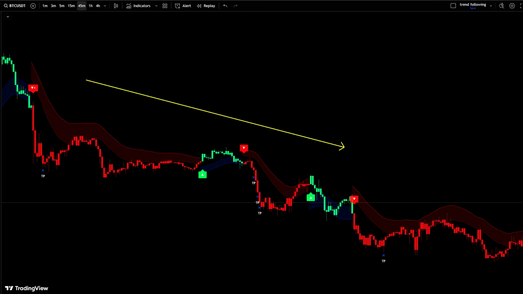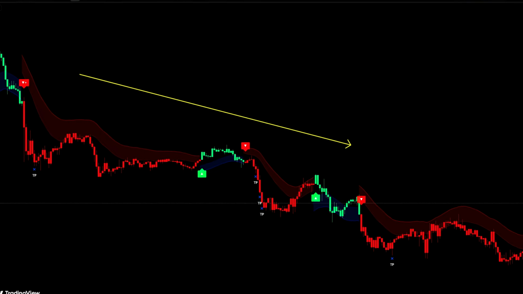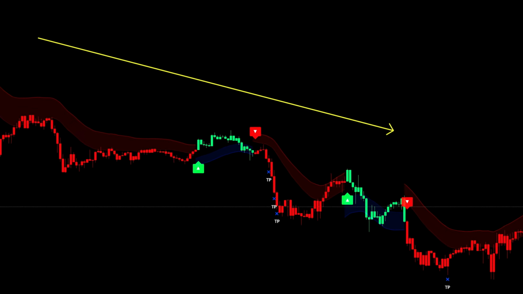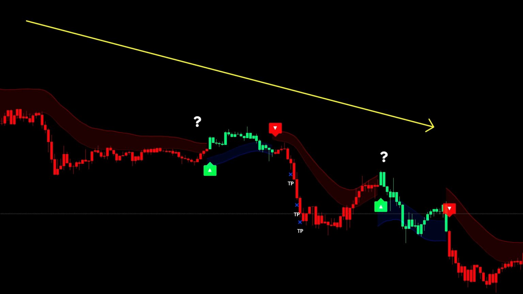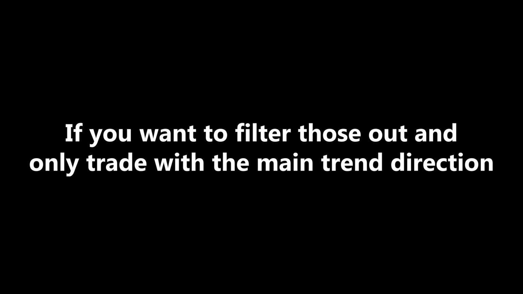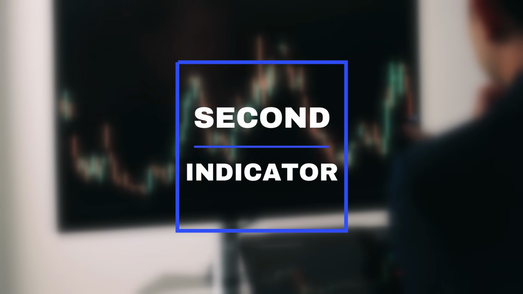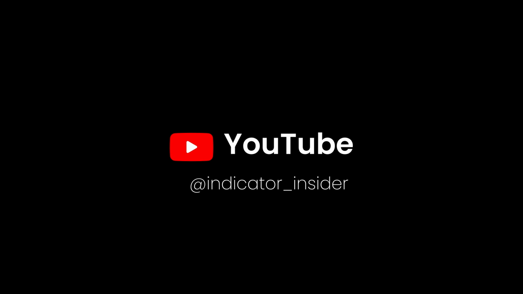Now, even with all these settings optimized, no indicator is perfect. Sometimes you'll see counter trend signals pop up. That's just how markets work. Price can move against the bigger trend for a while. And if you want to filter those out and only trade with the main trend, here's what I do. I add another indicator called 10 and 1 moving averages.